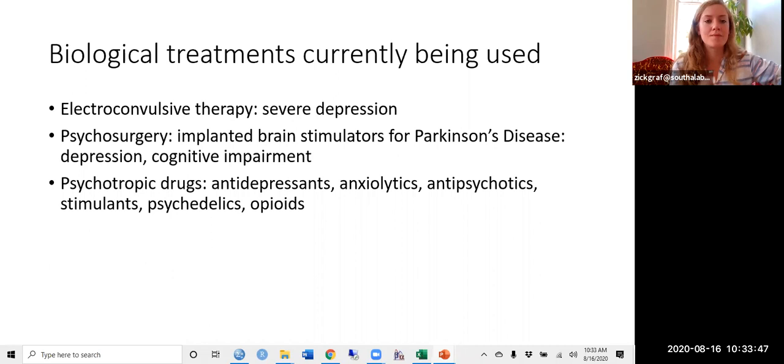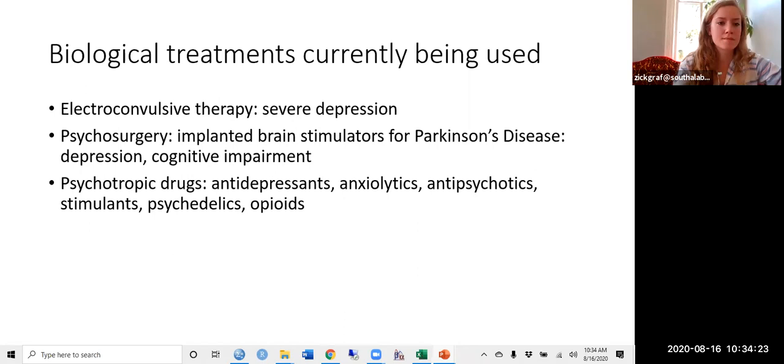Other categories of psychotropic drugs are anxiolytics, which often target the GABA neurotransmitter, antipsychotics, which often target dopamine, and stimulants, which also target dopamine, but whereas antipsychotics help to reduce the amount of dopamine, stimulants increase it. Psychedelics are a psychotropic drug, and actually they're starting to be used in treatment of things like depression and PTSD, so drugs like ketamine and MDMA or ecstasy. And then opioids, which target opioid receptors in the brain.